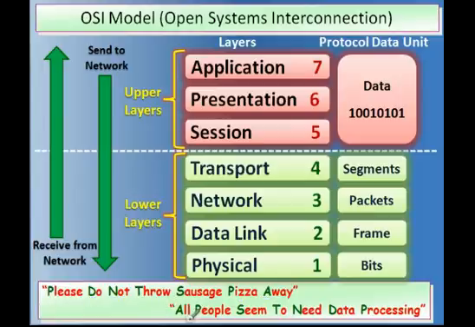Or the second phrase, all people seem to need data processing, which moves from top to bottom. However, the physical layer is layer 1 in the OSI stack and the application layer is layer 7. Layers 7, 6, 5 are known as upper layers, and layers 4, 3, 2, 1 are known as lower layers in the OSI model.